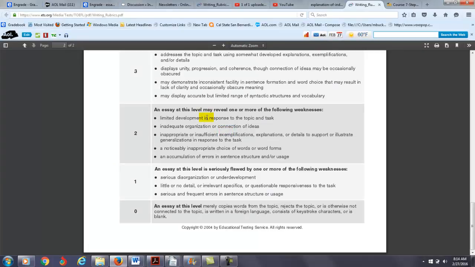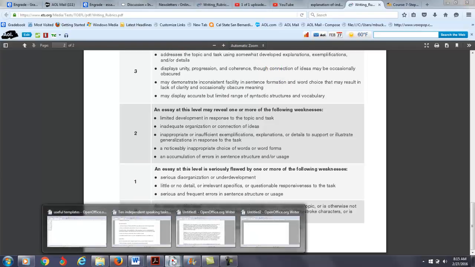Now, I'll be honest with you. You didn't do very well on this one. An essay at this level is seriously flawed by one or more of the following weaknesses. You have little or no detail. You have irrelevant specifics. You have serious and frequent errors in sentence structure and or usage. So I'm going to give you a score right now of 1.0 out of 5. Now the question is, what do you do? How do you get better here? And I have some suggestions.